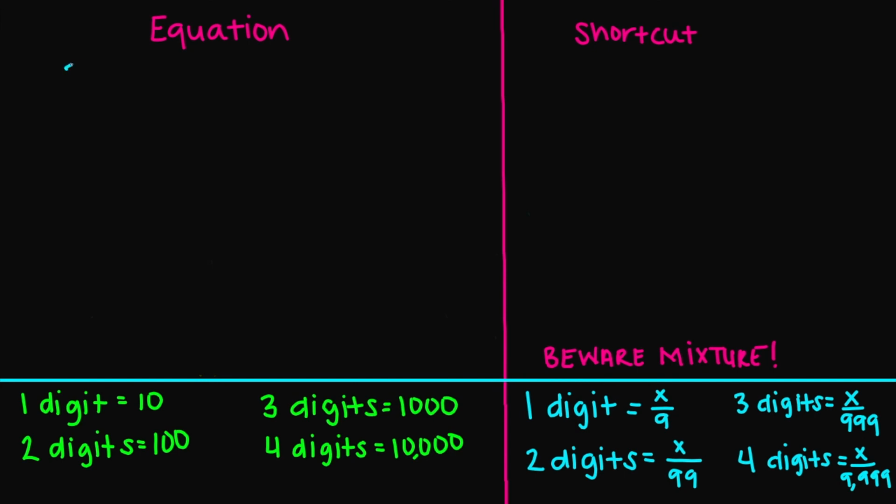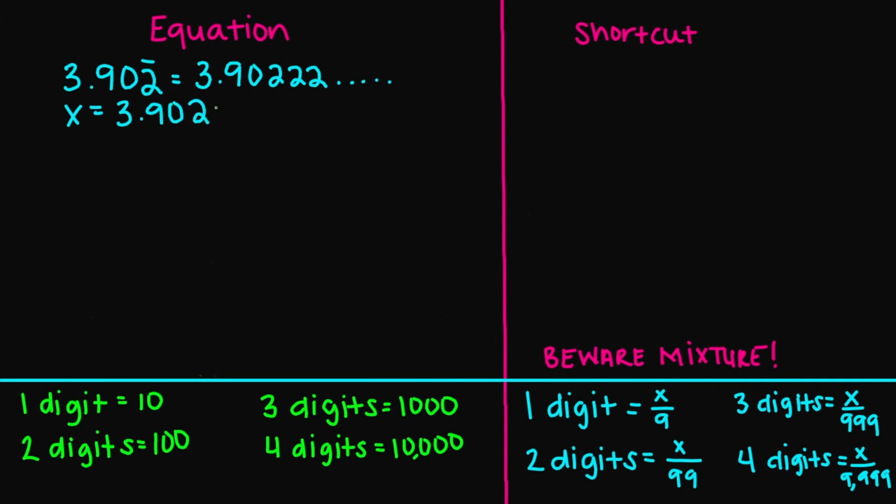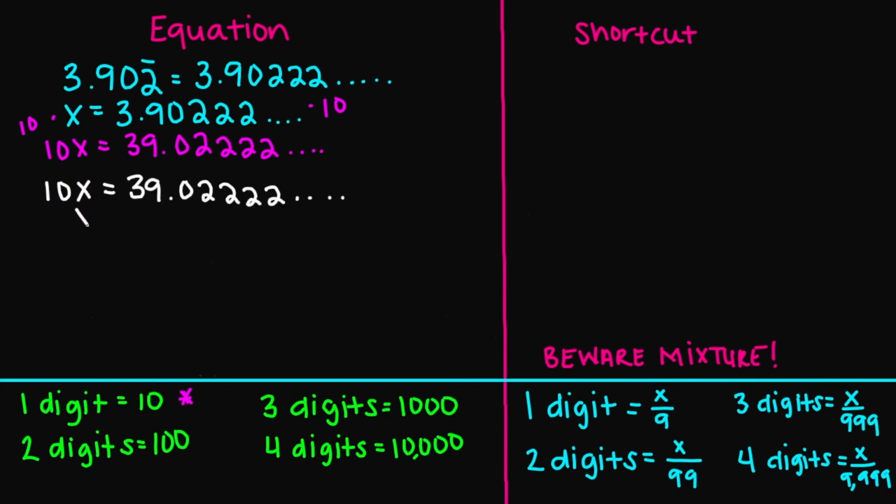Let's look at this example here, 3.902 with just the 2 repeating. So this is going to equal 3.90222, and it goes all the way down. I'm going to let x equal 3.902 repeating. Since I only have one digit that's being repeated, I'm going to multiply both sides of my equation by 10. So this is going to be 10x equals 39.02222 repeating. I'm going to rewrite my equation so that my 10x is on top. So we have 10x, and then x equals 3.90222 repeated.